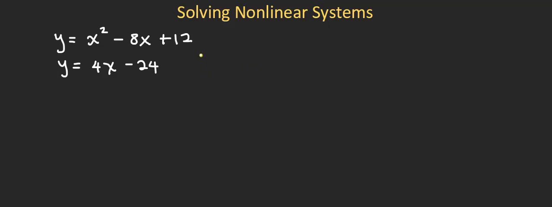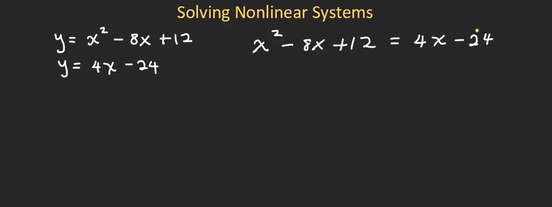Now, graphing is easy because you could use a graphing calculator or Desmos and graph both of these and find the intersection points. Now, I'm going to show you how to do it algebraically. You need to set these two equal to each other, so you get x squared minus 8x plus 12 equals 4x minus 24. And we're going to solve this equation.